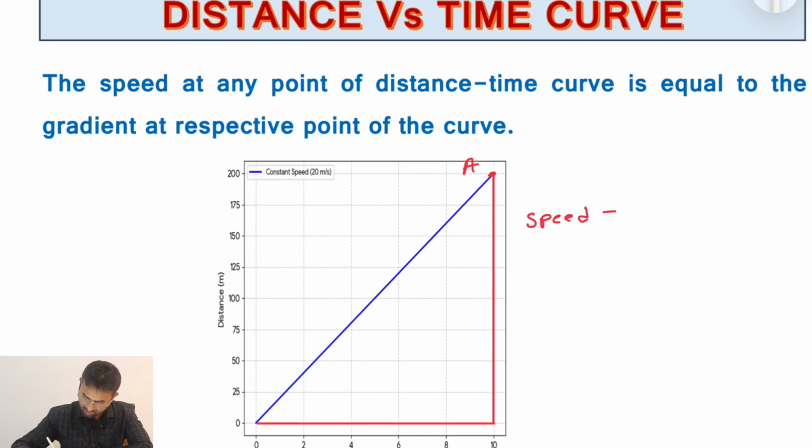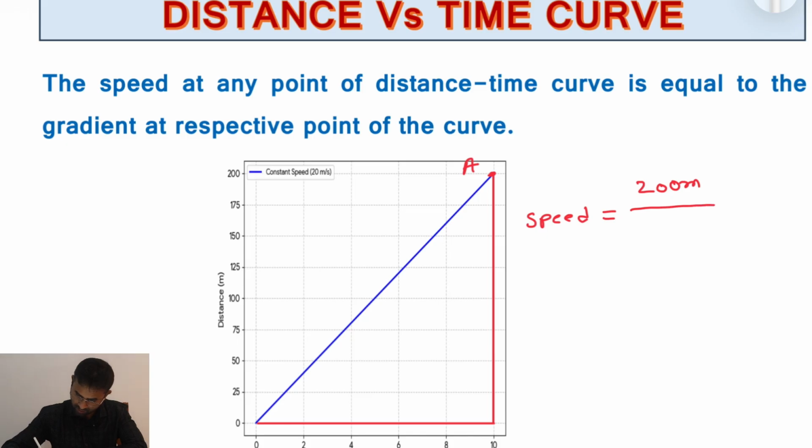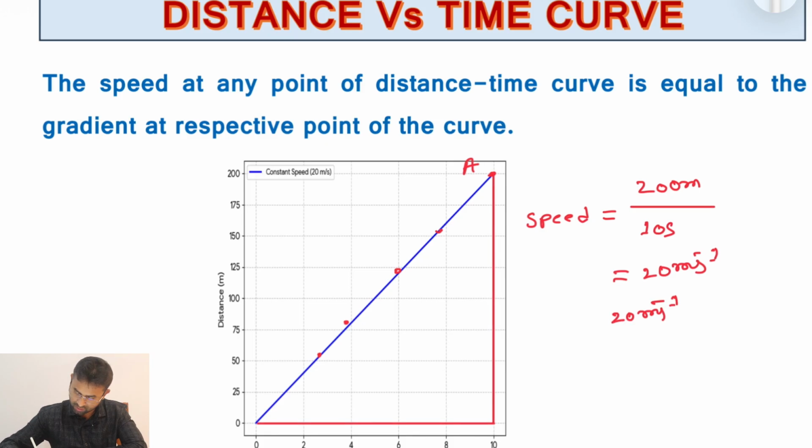So here speed will be y displacement, that is 200 meter, and x displacement, that is 10 second. So speed will be 20 meter per second. As it is a straight line, and we know that for a straight line the slope is constant, so at each and every point of this curve the velocity will be 20 meter per second.